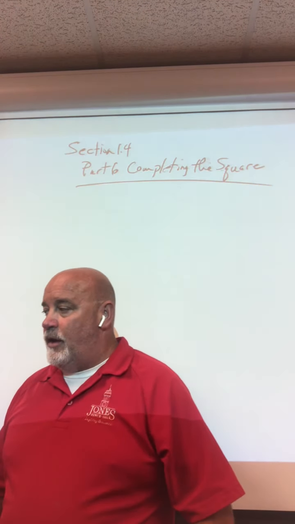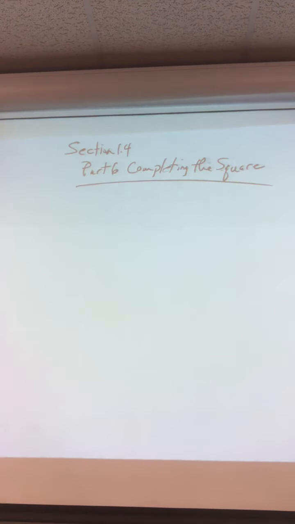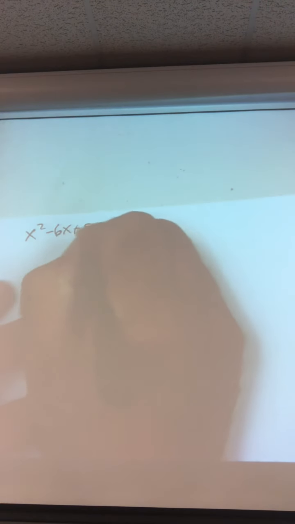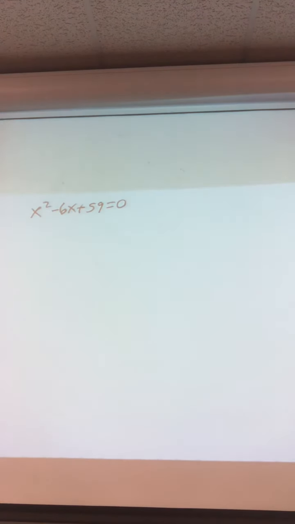Completing the square. So right at the end of class last time, you had written down a problem. I said, solve by completing the square. And this was our problem right here: x squared minus 6x plus 59 equals 0. Okay, so I'm going to go through the steps.